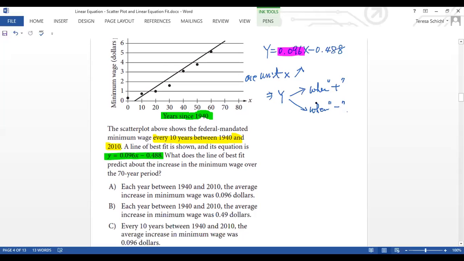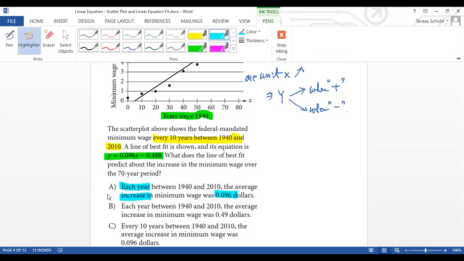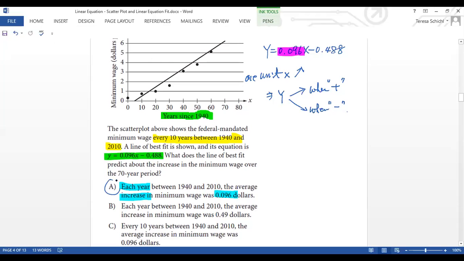Okay, so now in here, because this is y equal to 0.096x, the first one says that each year between 1940 and 2010, the average increase in the minimum wage is 0.096. The key thing here is each year increase, that's good because I have a positive 0.096. So that's why we say this will be my answer.